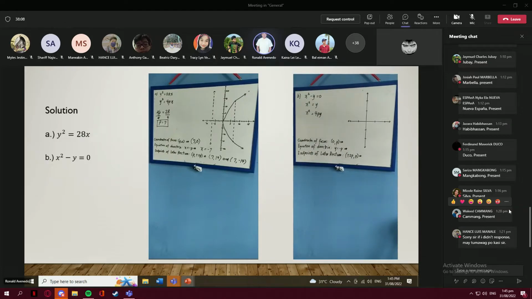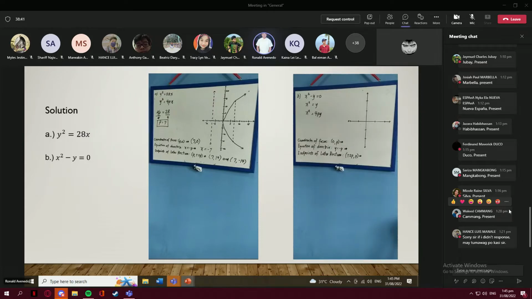Our equation now is in the form of x squared is equal to 4py. So using the table, focus on the third column where the equation is in the form of x squared is equal to 4py. For the coordinates of focus, the guide would be 0, p. Equation of directrix, the guide would be y is equal to negative p. And for the graph later, endpoints of latus rectum, the guide is positive negative 2p, p.